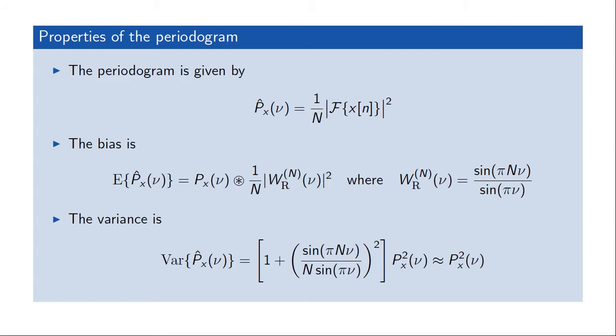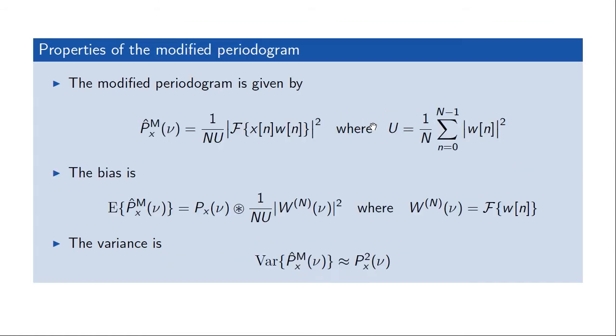That spectral leakage can be addressed by the modified periodogram, where we explicitly apply a different window than the rectangular window, giving us the modified periodogram, where the estimate is given by the data multiplied by a window, but otherwise processed according to the periodogram, also taking the window's power into account in order to get a properly normalized power spectral estimate. The bias of that one is given in the same way as the periodogram by the true power spectral density convolved with a particular window that we've chosen for the modified periodogram.